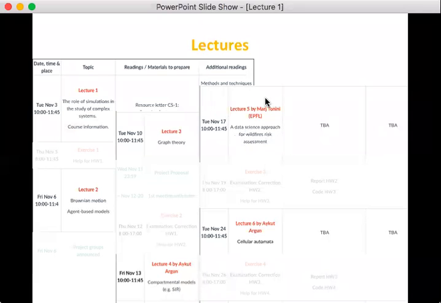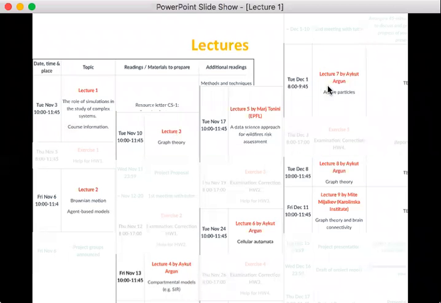Then there are a few lectures by some experts. So in this case, there is this lecture by Mary Tonini, who is a professor at EPFL in Switzerland, and she works with forest fires, which binds very well with the second homework. And then there will be, again, lectures by ICOT about the topics of the homeworks, and a final lecture by Mite Mijalkov, who is a researcher at Karolinska Institute using graph theory to understand brain connectivity.